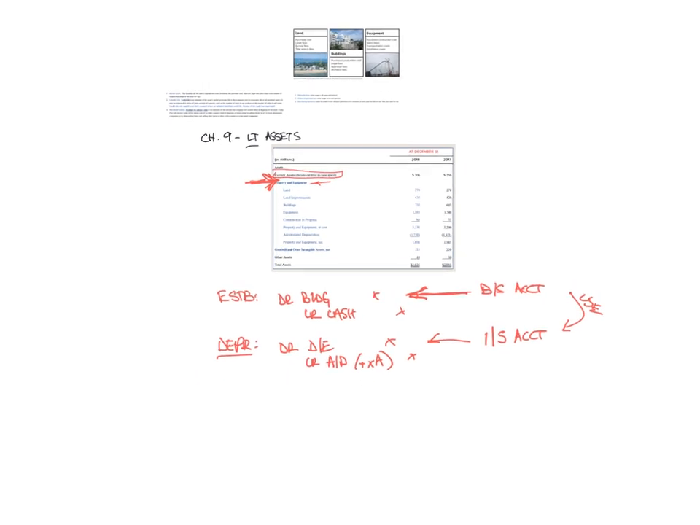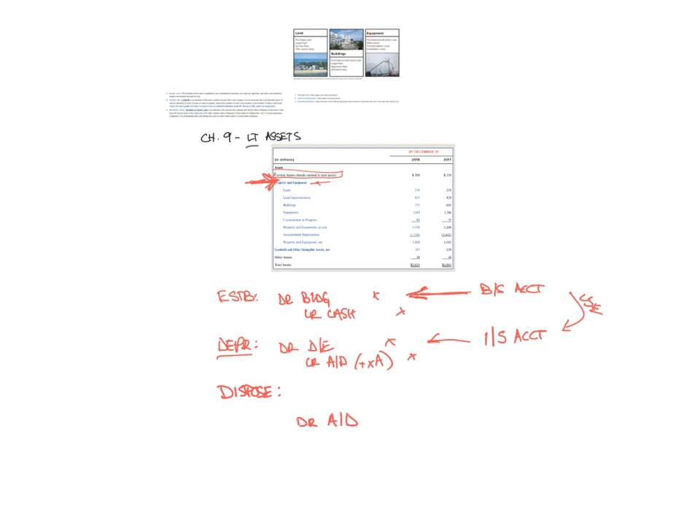And then finally, at some point, this is a journal entry that you have not yet been exposed to, at some point we dispose of the asset. And when we dispose of the asset, we get rid of it. And I'll go through that journal entry in a subsequent video in more specificity, but the basic idea is that we remove the asset and its related account.